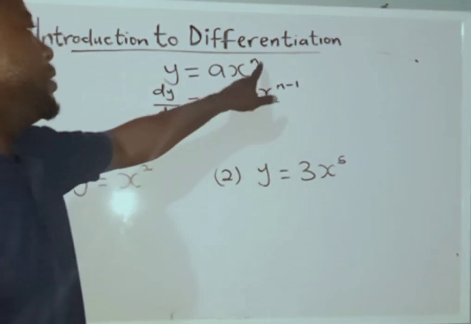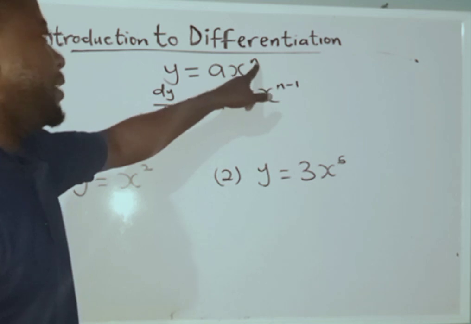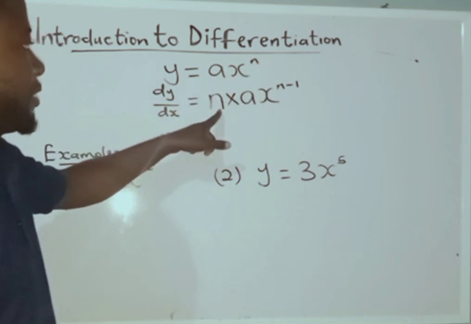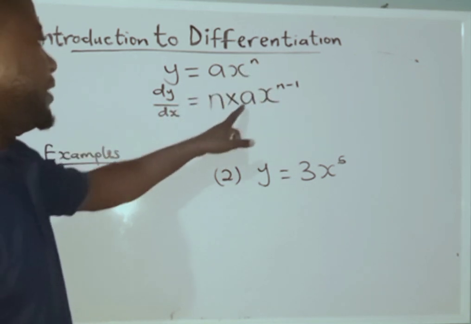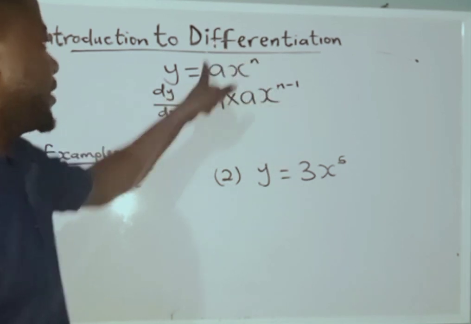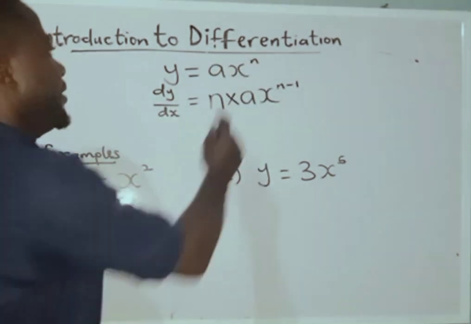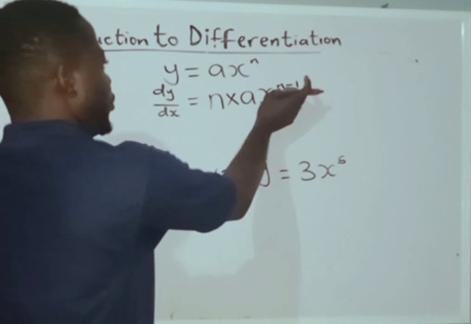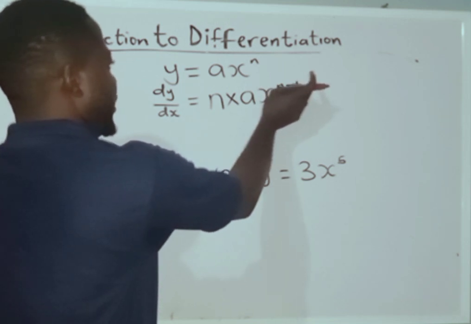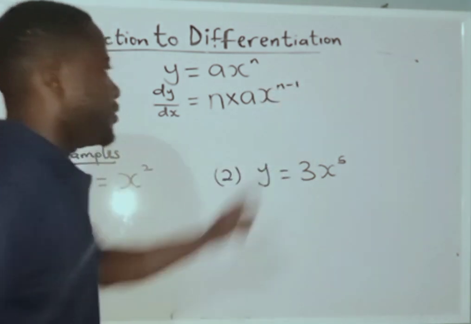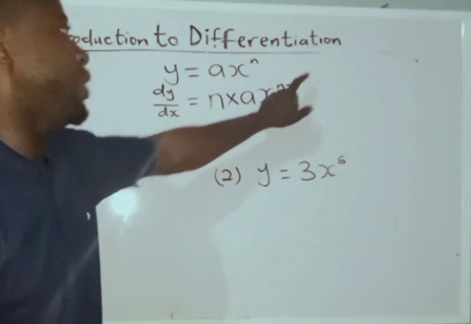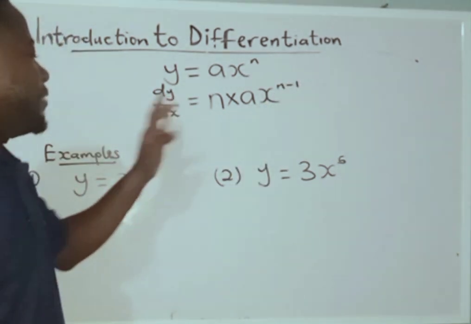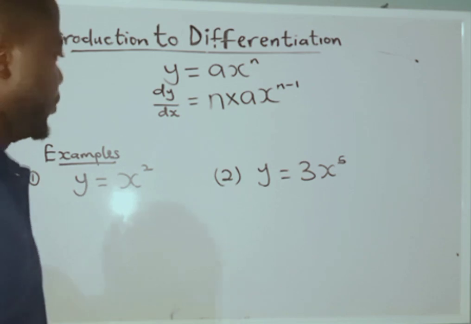Once again, the n, which is the power, will come to the front to multiply ax. Then the power that is still there will be reduced by 1. That's why we said n minus 1. Now, in every given function, this is how we are going to solve it.